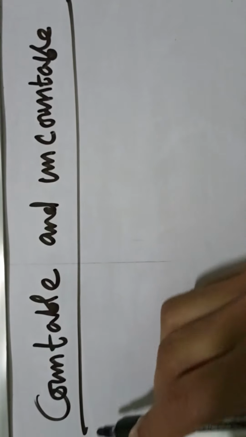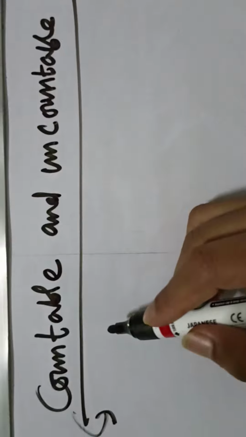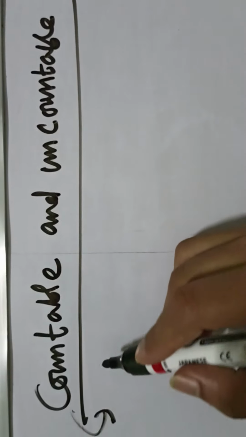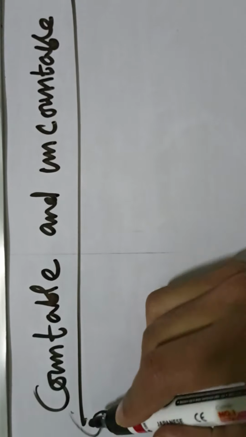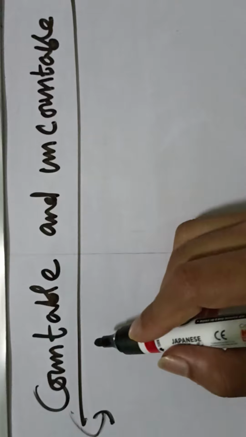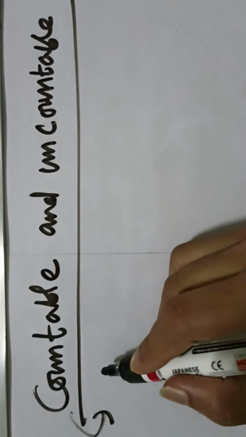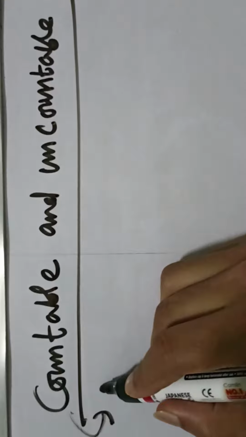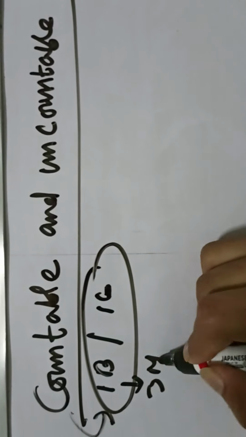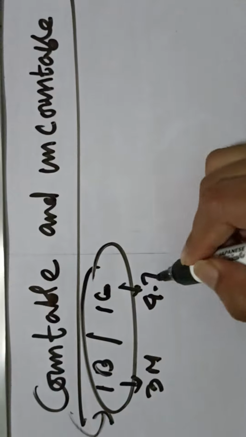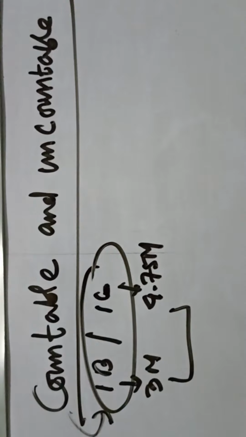Okay, and this topic in the CSIR NET exam is very important. If you observe the previous years, you will always find at least two questions: one in part B and one in part C. This is 3 marks and this is 4.75 marks. So you can expect at least 7.75 marks from this topic. Sometimes more questions come.